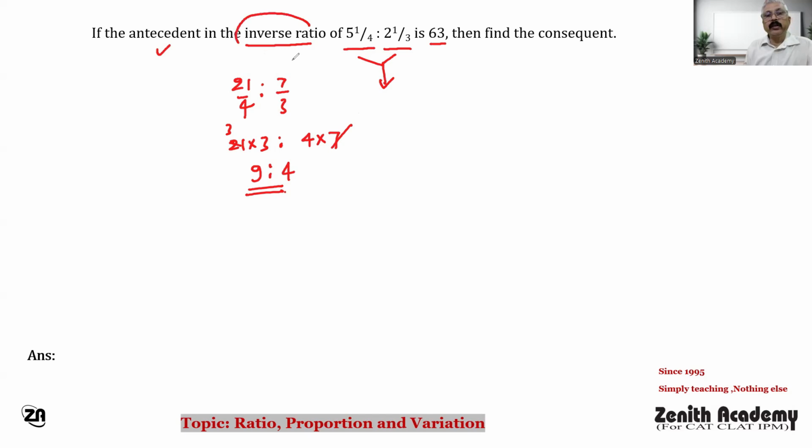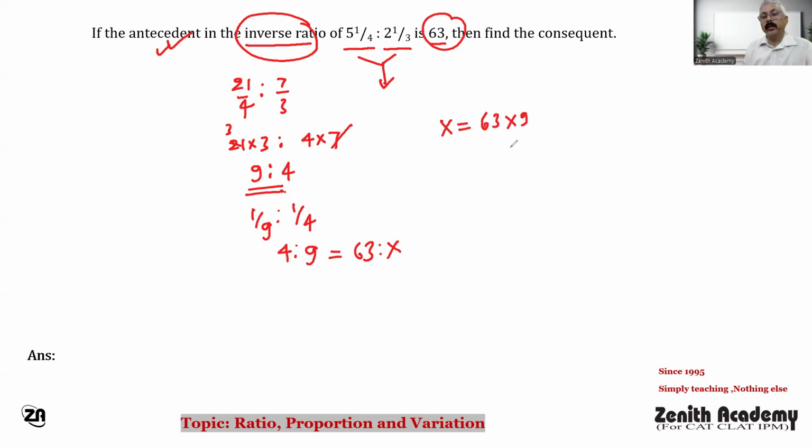So now the inverse ratio. The inverse ratio of 9 is to 4 is 1 upon 9 is to 1 upon 4, which means it is 4 is to 9. It was given that the antecedent in the inverse ratio of this is 63. So 4 is to 9 is the inverse ratio of this. Its antecedent is 63 and the consequent is x, so x is to be found out. X will be 63 into 9 by 4. This is your answer.